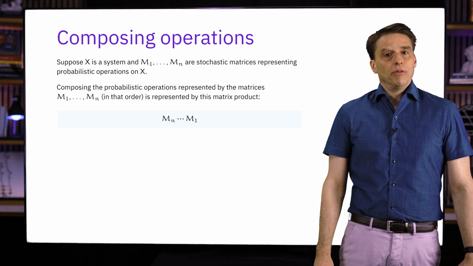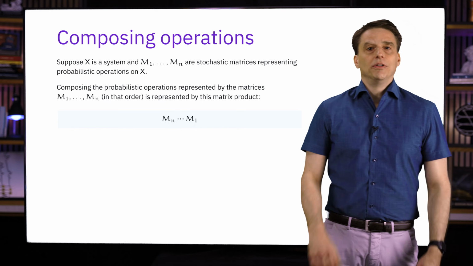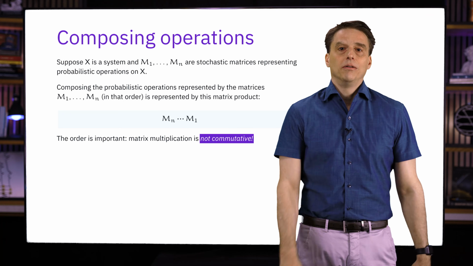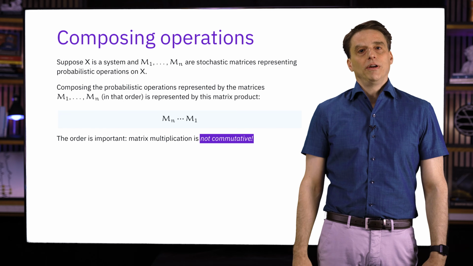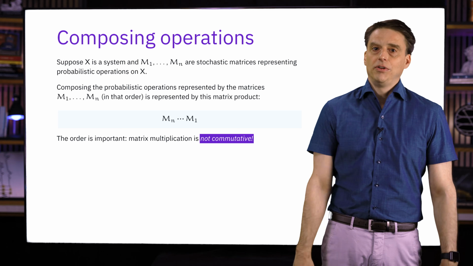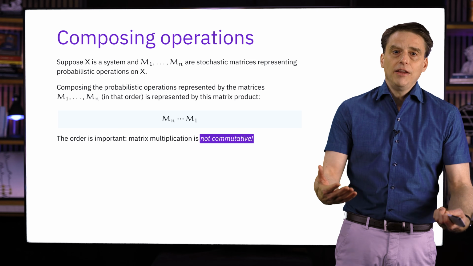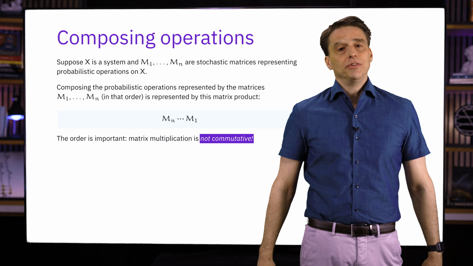Getting back to the ordering of the matrices in this product, it's important to note that the ordering really does matter. Matrix multiplication is not commutative. If you change the ordering of the matrices in the product, you might change the result. And we don't need to look any further than the deterministic operations to see this.